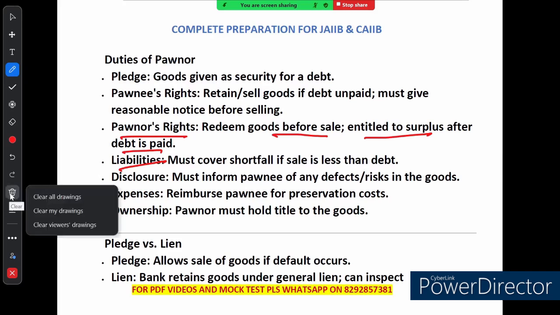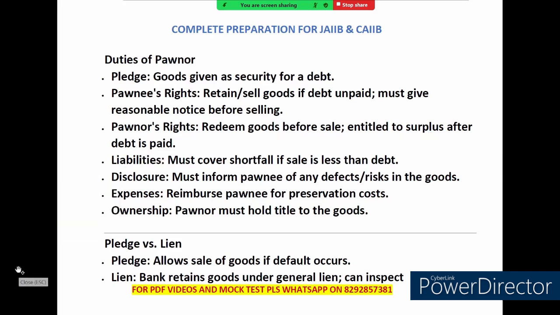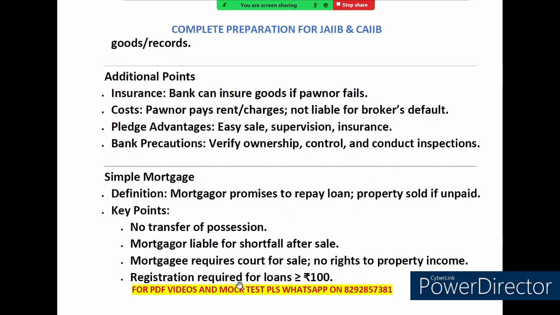Now, let's discuss the difference between pledge versus lien. In a pledge, if you don't pay the debt, the bank can sell the goods. In the case of lien, lien can allow the bank to keep your goods until the debt is paid, but the bank can't sell them unless it is a general lien. Remember it. Unless it is a general lien, the bank can't sell them. They also inspect your goods and record.